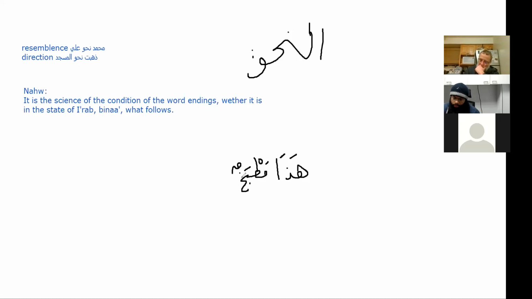What's the ending of matbakh? Kha is the ending of matbakh. So that's what Nahu concerns. What is concerning to Nahu is the ending of the word. So the ending of the word, Kha, what vowel does it have? Dhammatayn. So when we're talking about Nahu, the Tanween at this juncture in time doesn't concern us. It's a Dhamma. Why does it have two Dhammas? That's a different issue entirely. So it has a Dhamma. Okay? Clear?